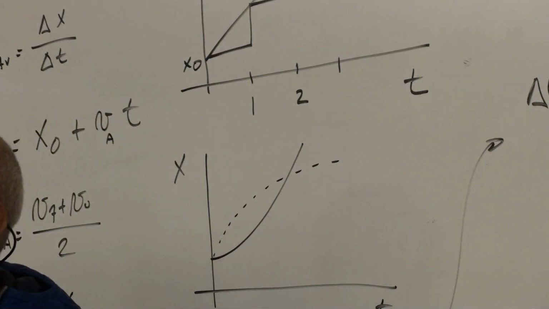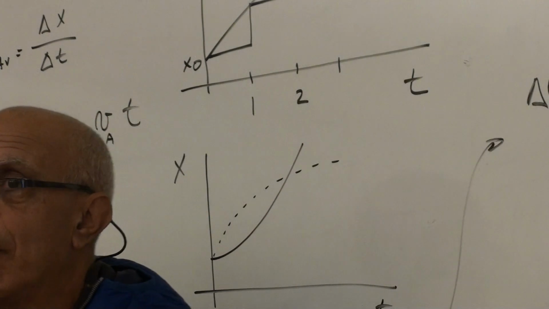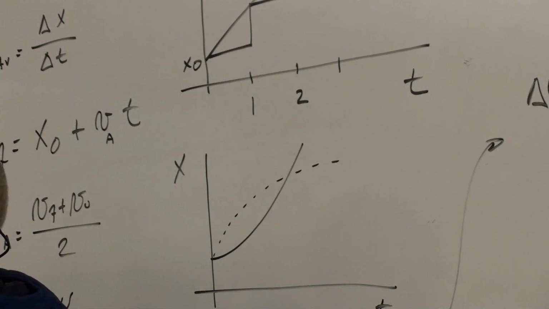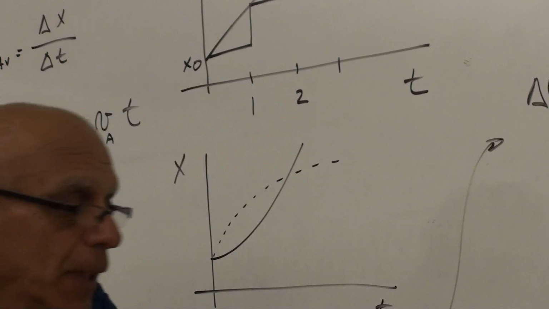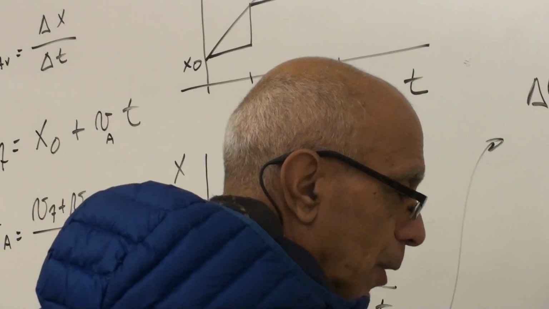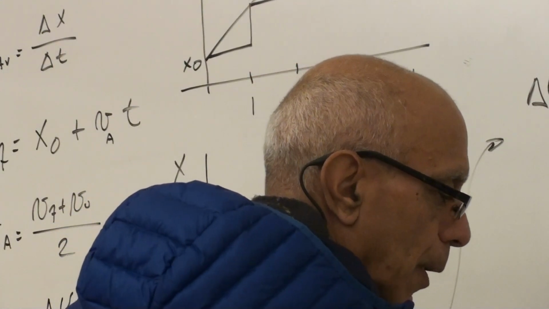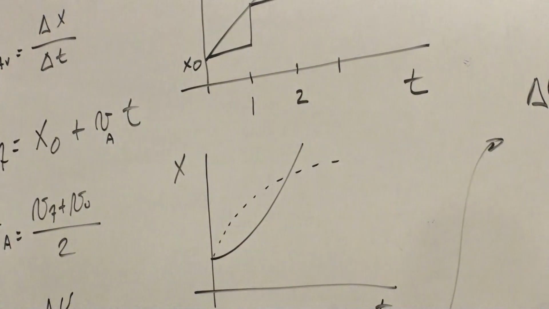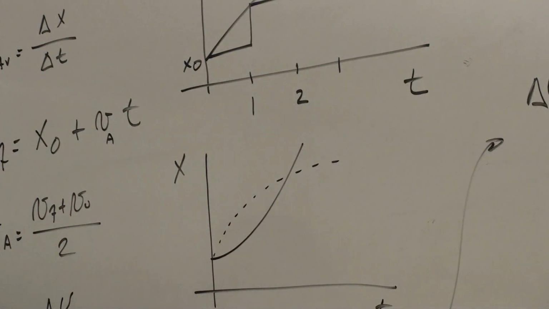Does anybody know? Binomial products? It's V F squared minus V0 squared. Exactly. So this is VF squared minus V0 squared equals 2A delta X. So that's the formula that was missing that we didn't cover last class.